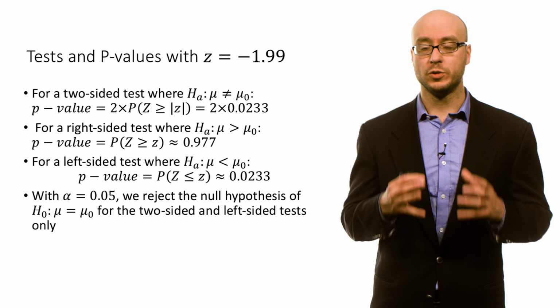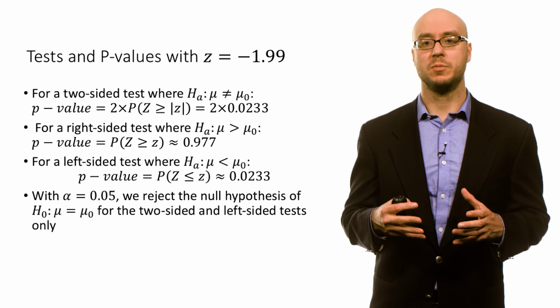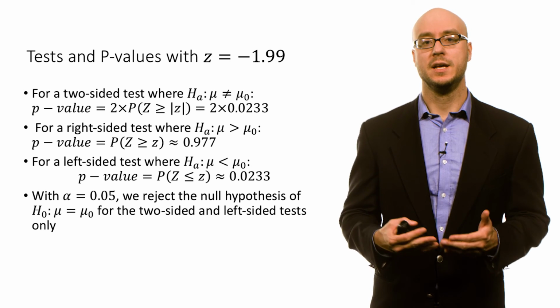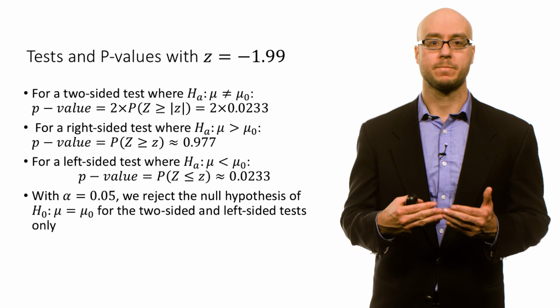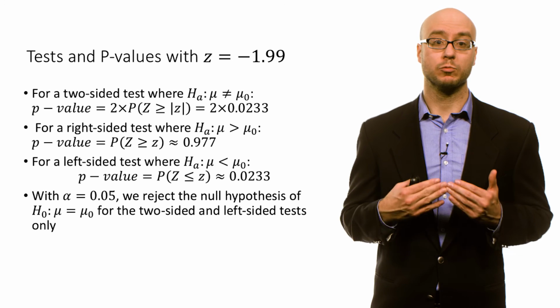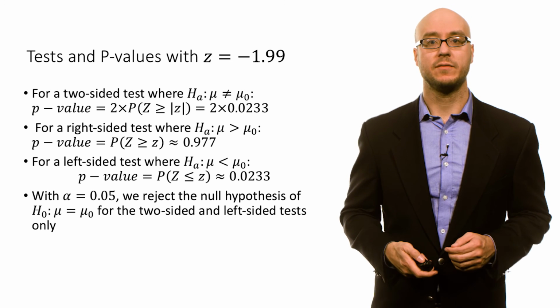Keep in mind, what we're doing here is we're comparing our probability values to this level of alpha. If our probability value is less than or equal to our level of alpha, then we reject the null at that particular level of alpha.